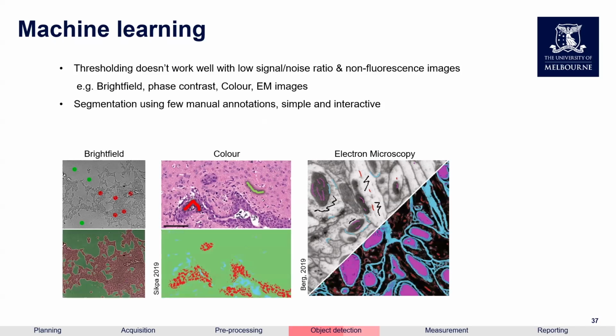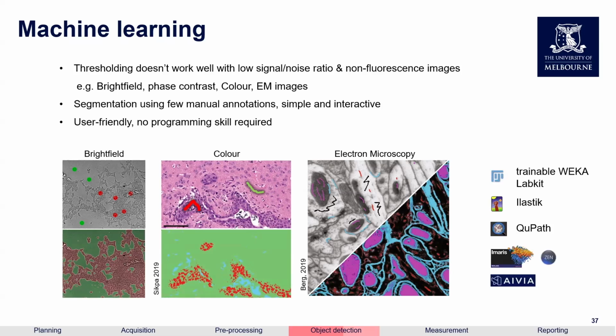And then the software analyzes multiple pixel features like intensity, texture, color, and local context. It calculates the probability of each pixel belonging to each class and generates a labeled image like this. So there are many free tools available, including the trainable Weka and LabKit in Fiji, Elastic, and CubePath. Most of these have a user-friendly interface and also require no programming.